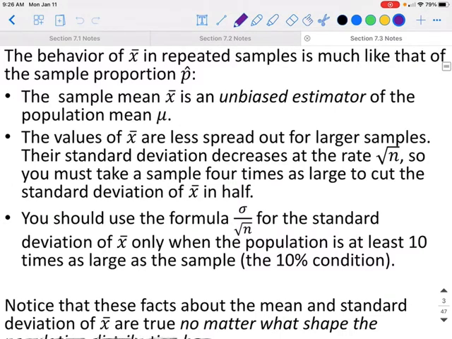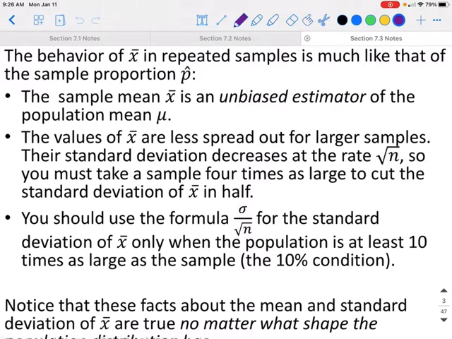The behavior of X bar in repeated samples is much like that of the sample proportion p hat that we talked about in the previous section. The sample mean X bar is an unbiased estimator of the population mean mu. The values of X bar are less spread out for larger samples. Their standard deviation decreases at the rate of the square root of the sample size. So you must take a sample 4 times as large to cut the standard deviation of X bar in half.